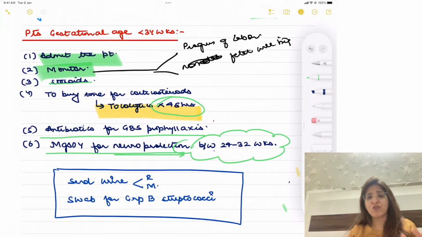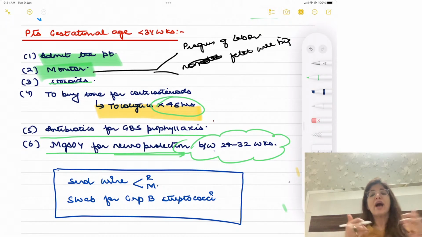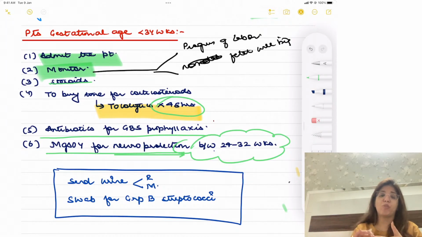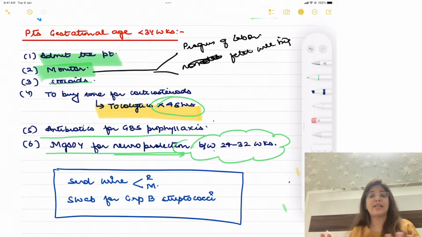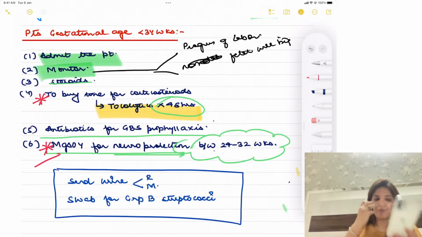Right? Apart from that, whatever I was doing in preterm labor which was happening at more than 34 weeks, I will do here also. I will send their urine routine microscopy. I will send swab for group B streptococci. Right? So all that I will be doing. But these two things new which I am doing are, I am giving them tocolytics for 48 hours and I am giving them magnesium sulfate. Right?